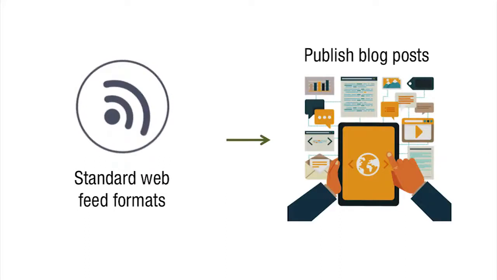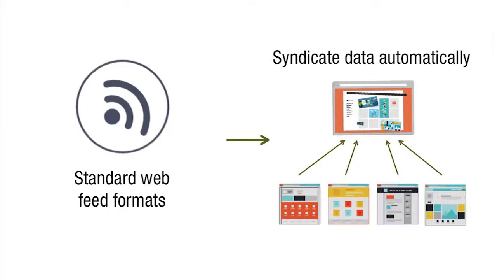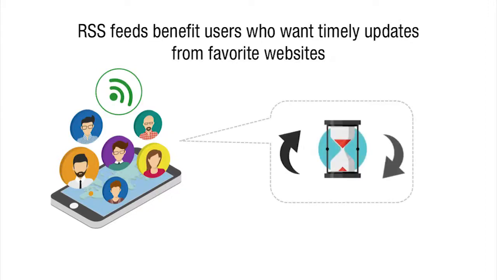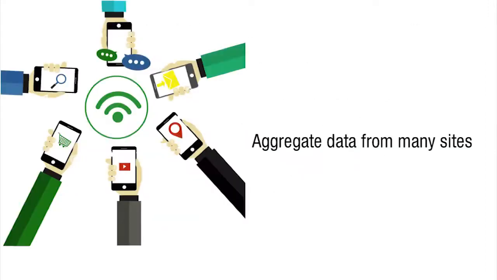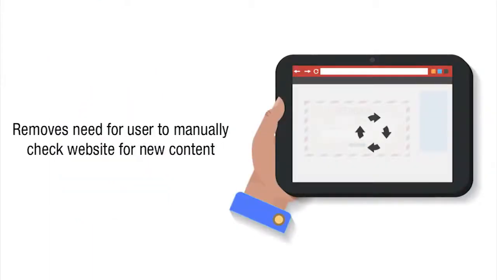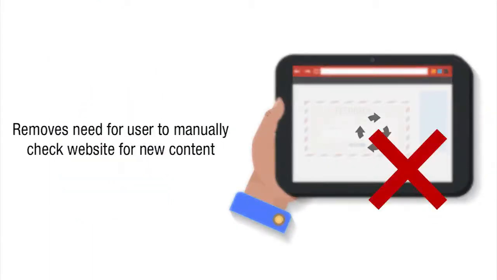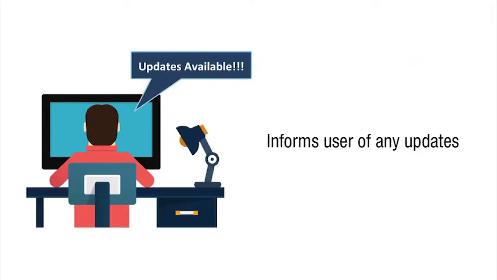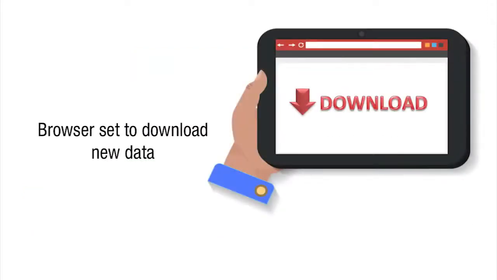RSS feeds use standard web feed formats to publish blog posts and syndicate data automatically. RSS feeds benefit users who want to receive timely updates from favorite websites or to aggregate data from many sites. Subscribing to an RSS feed removes the need for the user to manually check the website for new content. Instead, their browser constantly monitors the site and informs the user of any updates. The browser can also be set to automatically download the new data for the user.